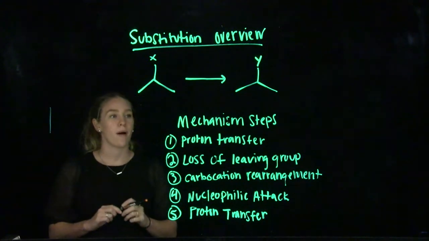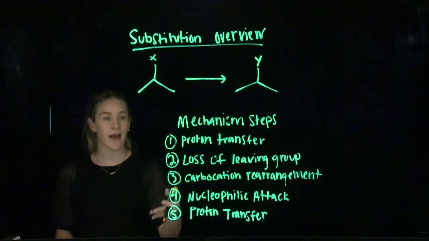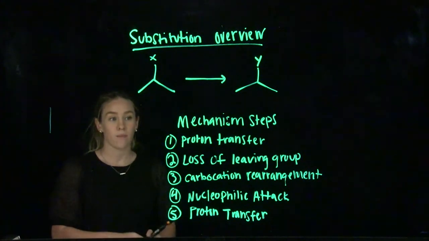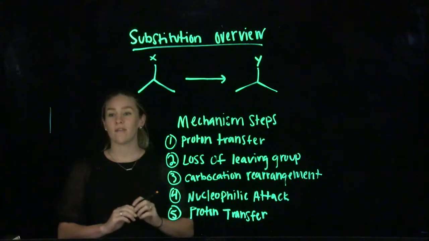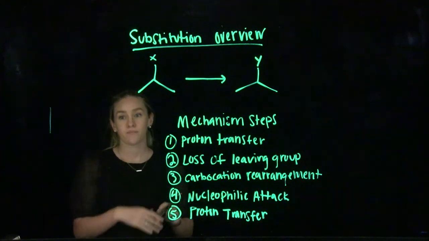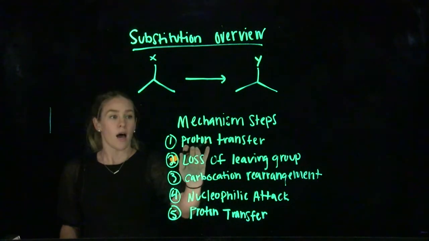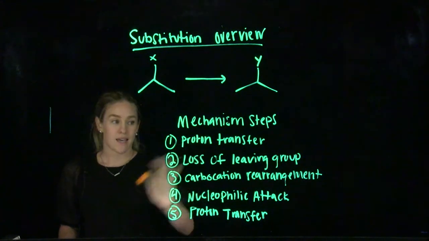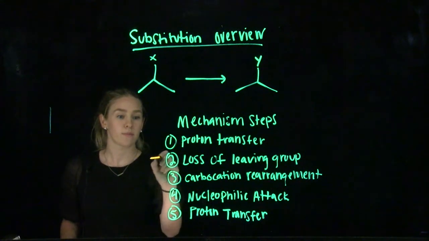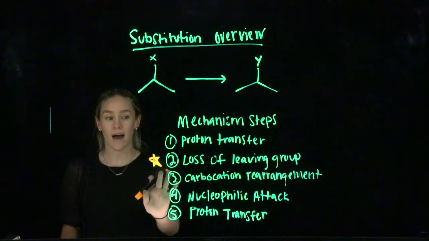Now we're going to talk about the possible mechanism steps and the mechanisms of substitution reactions. So not all of these are going to happen every single time. If you have the most complicated substitution reaction ever, you would have them in this order. You could possibly have a proton transfer first. However, that's not always going to be the case, but you are always going to have the loss of a leaving group. In every single substitution reaction, this step will happen.